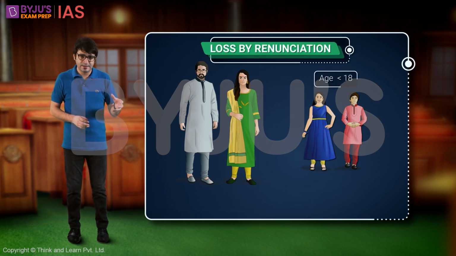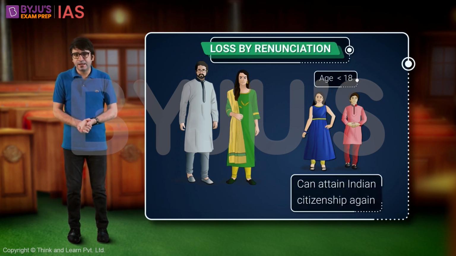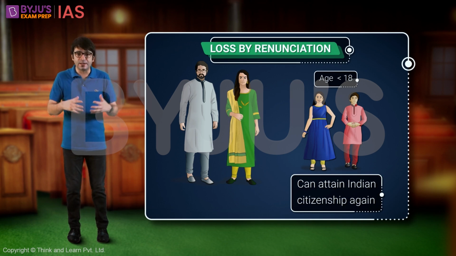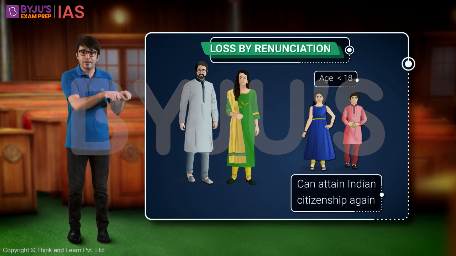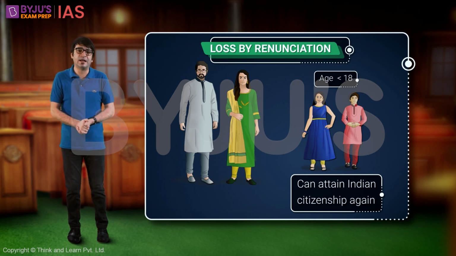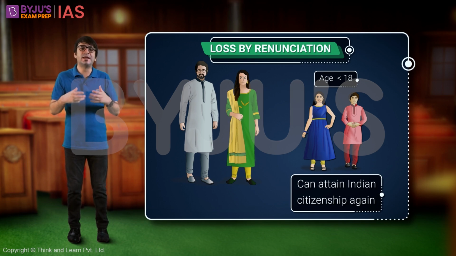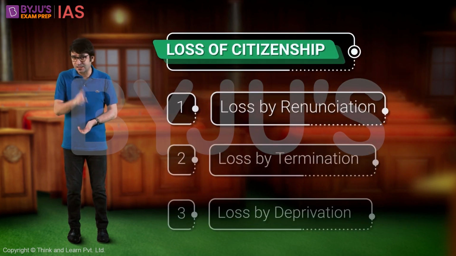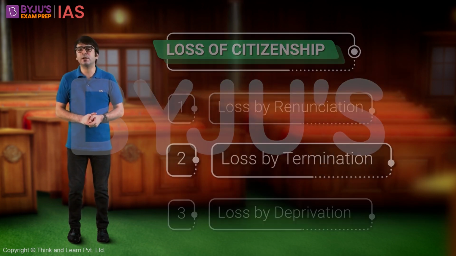But once this child attains the age of 18, this child will have the opportunity of becoming an Indian citizen again. That means at the age of 18, this child who was a minor when the parents renounced their Indian citizenship can now become an Indian citizen again. So renunciation is a voluntary act by which an Indian citizen gives up voluntarily the Indian citizenship. That's number 1. Number 2, by termination.